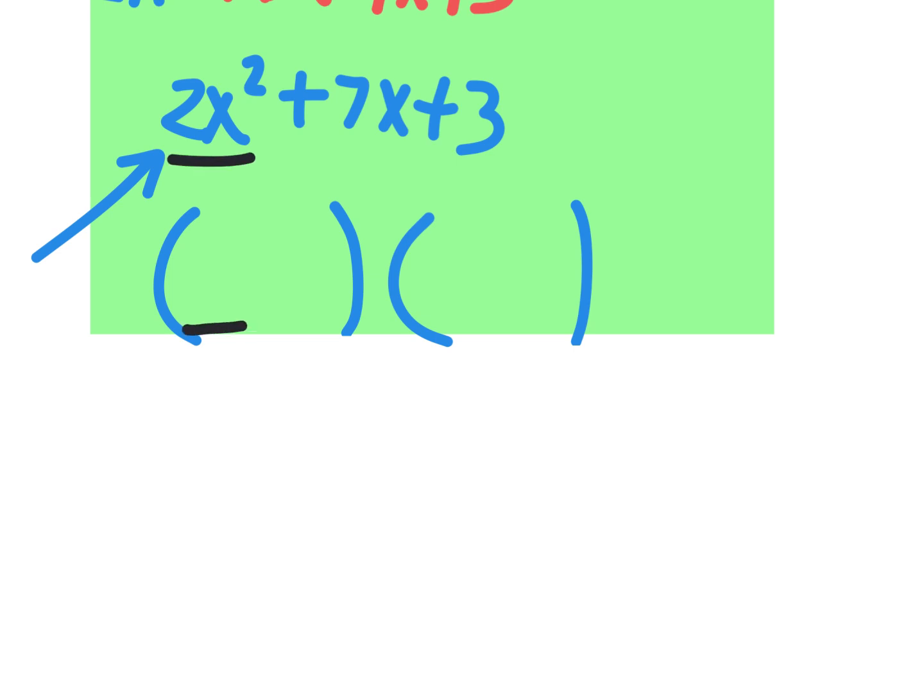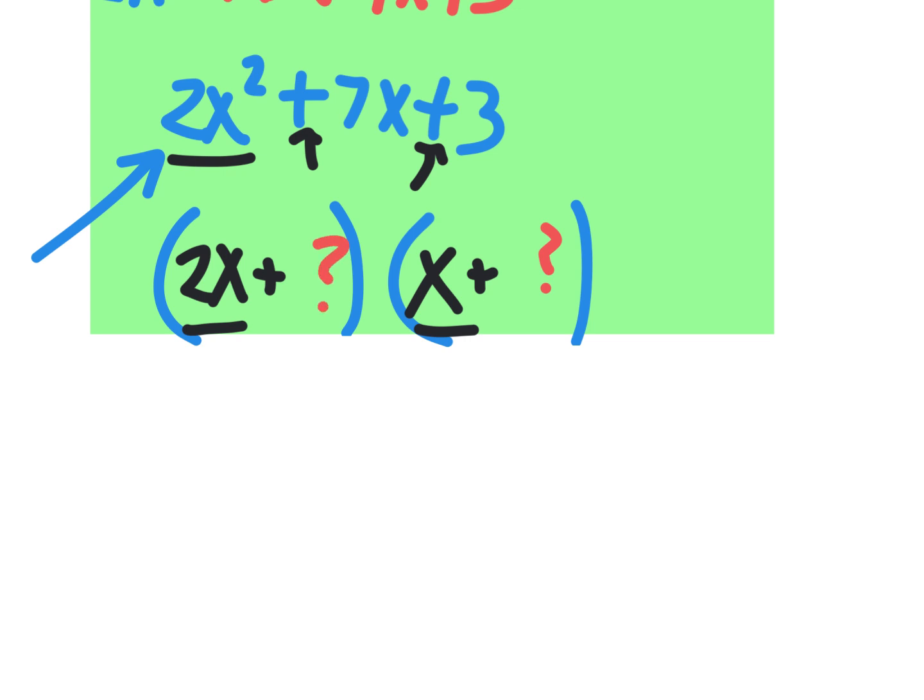I know the first ones have to multiply to 2x squared, so this has to be a 2x and an x. Next, I look at the signs. See how this is a plus and this is a plus? Well, then these have to be pluses. Super simple. If they only use plus, you use plus. Last but not least, the 2 question marks have to multiply to 3, and there aren't that many choices. It must be a 3 and a 1. And so I'm going to stick the 3 and the 1 in these 2 spots.